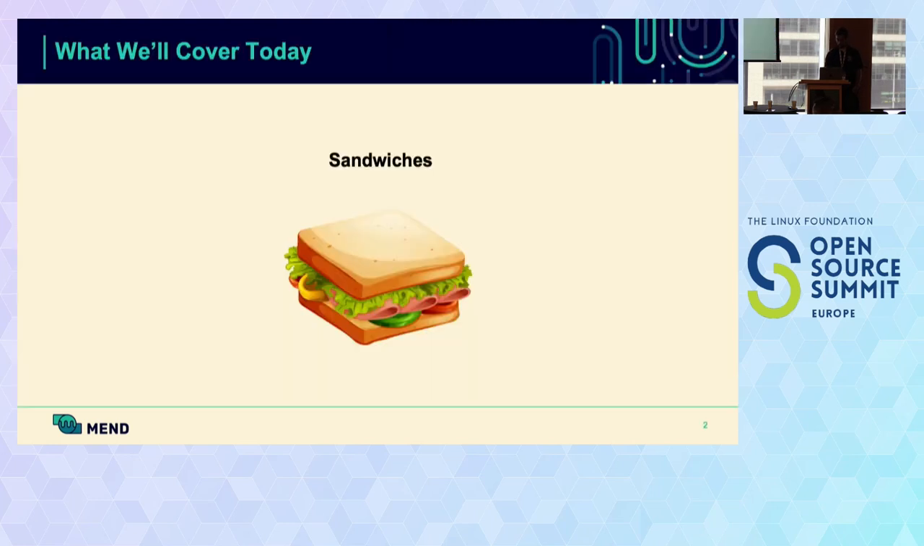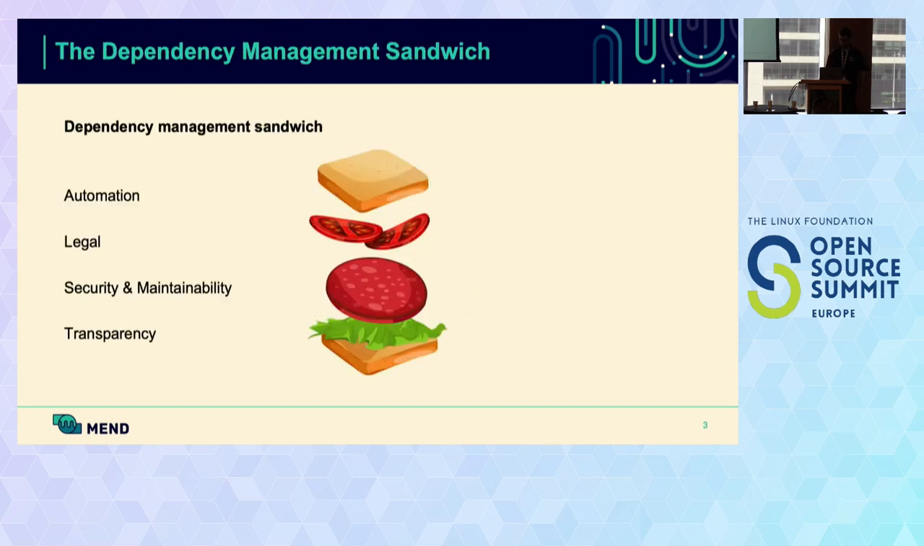So today, we're going to talk about sandwiches, which is, I'm sure, exactly what you were expecting from a talk called Dependencies, Do's and Don'ts, but also we have dependencies. So actually, we're going to be talking about a specific sandwich. It's a framework we put together called the Dependency Management Sandwich. And each layer of the sandwich represents a key pillar in dependency management.